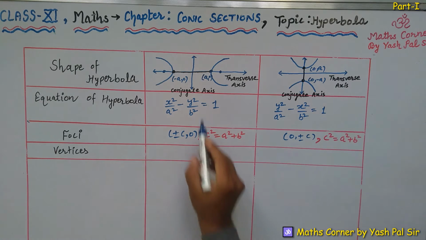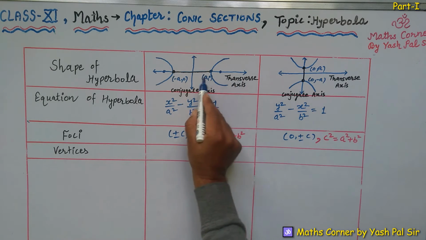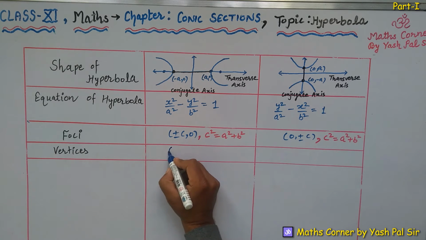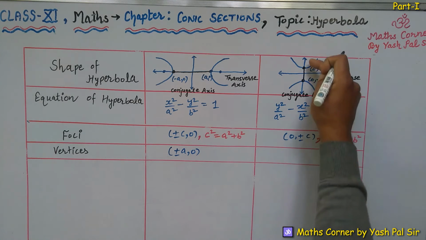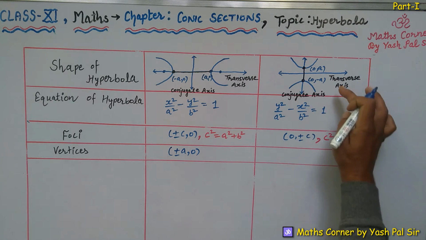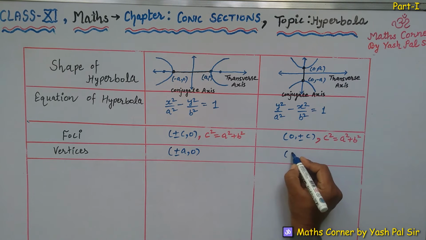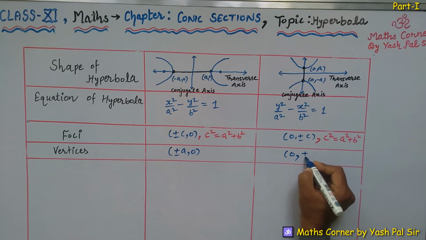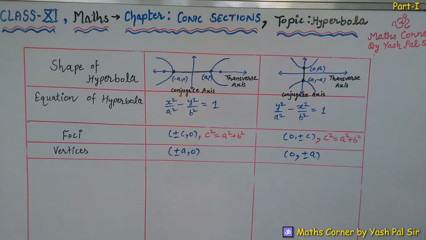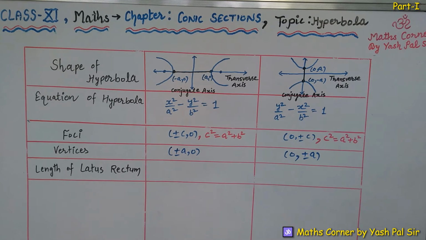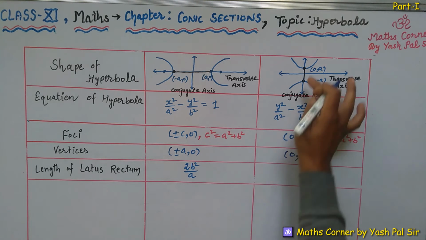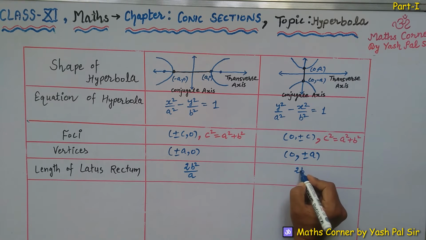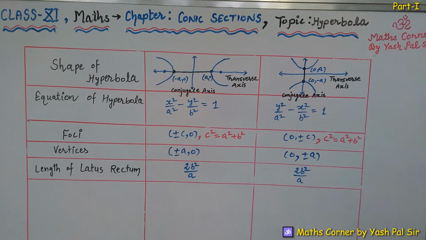Next, what are the vertices of the hyperbola? In the first case, the vertices lie on the transverse axis and the coordinates of the vertices will be plus minus a comma 0. In the second type, the vertices lie on the conjugate axis, so the coordinates of the vertices will be 0 comma plus minus a. Next we have the length of latus rectum. In the first case, the length of latus rectum is 2b square upon a. In the second case also the same thing is there: 2b square upon a is the length of latus rectum.